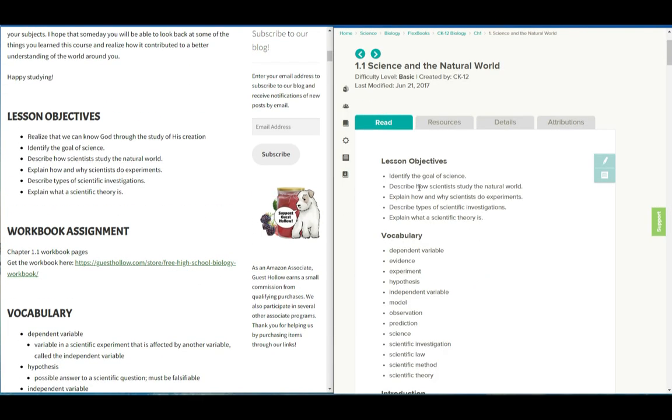Lesson objectives. Realize that we can know God through the study of His creation. The layout of each lesson is very similar. It starts with a lesson objective. Now, if you are using these textbooks side by side, then this is what you would reference to see what's been omitted and included in the lessons comparatively.